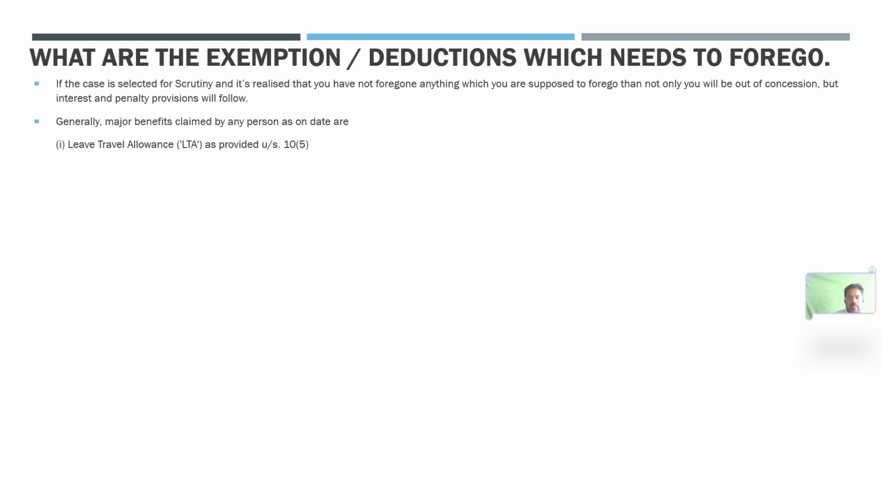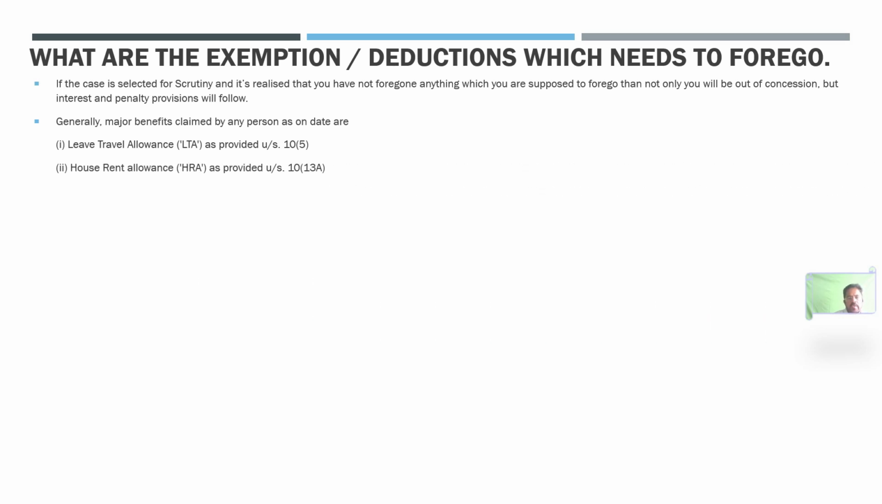The leave travel allowance, which is generally exempted under section 10(5), that means every year if you are going to the village and you are claiming certain leave travel allowances which are generally exempted, will now be considered as taxable.